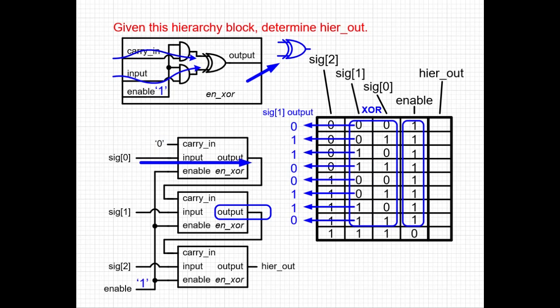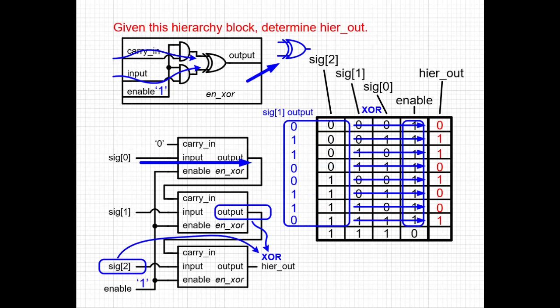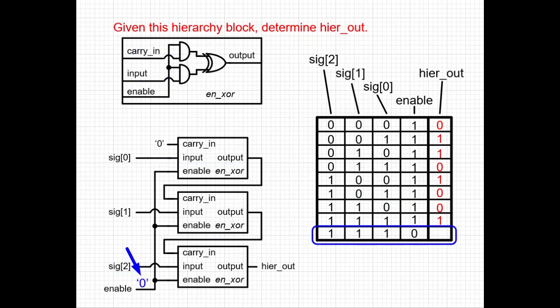So the second block's output is therefore the XOR of sig 0 and sig 1. And that result is then XORed with the last sig 2 to produce the final output, which leaves the last table row where the enable is now 0. And since that gates off both inputs of each block, the output is 0.